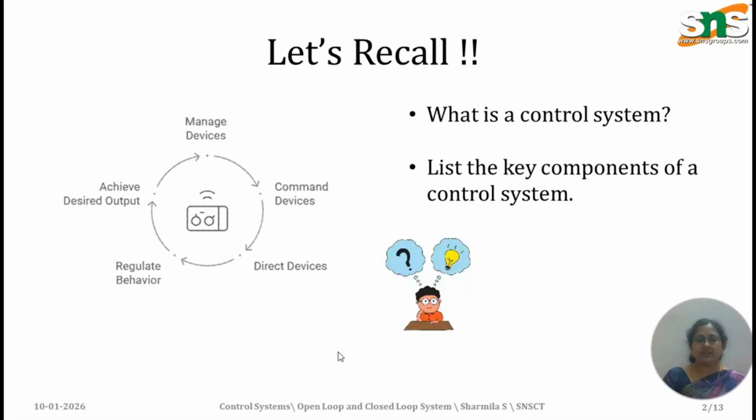We know that the key components of a control system include the input, controller, plant or process, and output, and the system also includes the feedback and error signal. From this we define the control system as a system represented by input and output, where the output is controlled by the input to get a desired output.